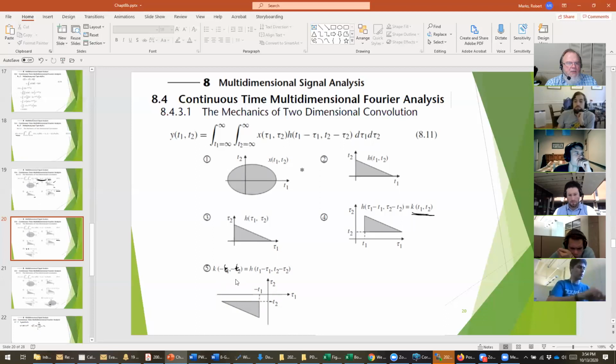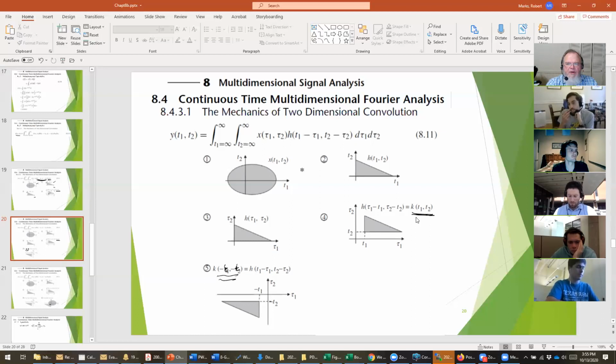So what this k of minus T1 and T2 is, is a transposition of this k, which means that I reverse the T1 axis and I reverse the T2 axis. So it's exactly like flipping it around this way, flipping it around horizontally, and then flipping the function around vertically. And this becomes the k minus t1.